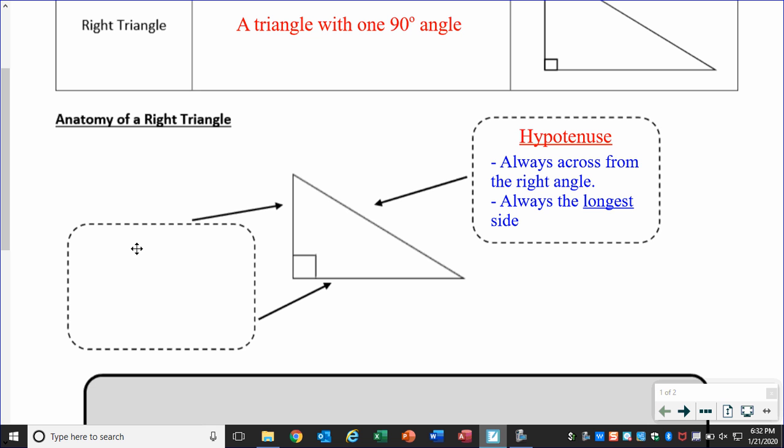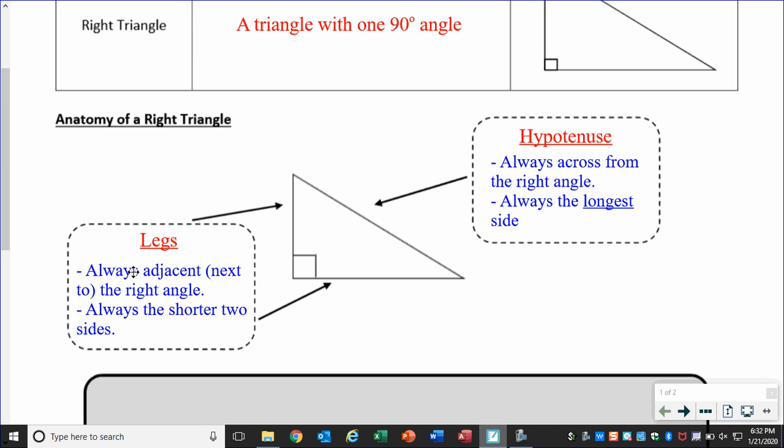Now, the other parts are called the legs, and that's these two sides right here. Those sides are always adjacent to the right angle, so they're the ones that actually make this angle. They make up that square. So these two sides are called the legs, and they're always the two shorter sides, shorter than the hypotenuse.